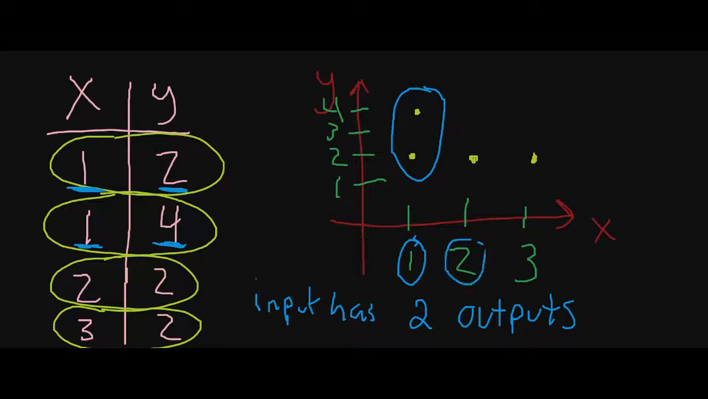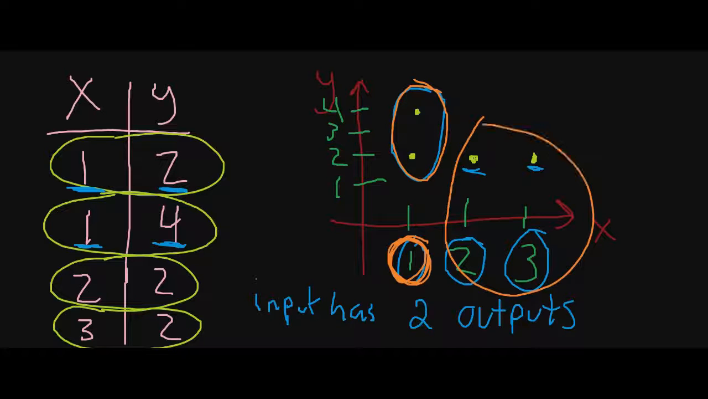If we look at the input 2, it only has 1 output, which is 2. If we look at input 3, it only has 1 output, which is 2. So the only reason why this table is not a function is because of our input 1 having more than 1 output. These ones are okay. It's just the one input that is the problem.